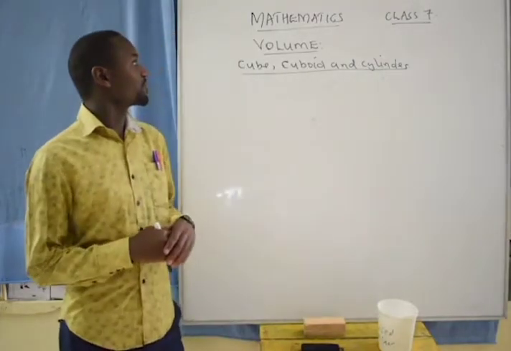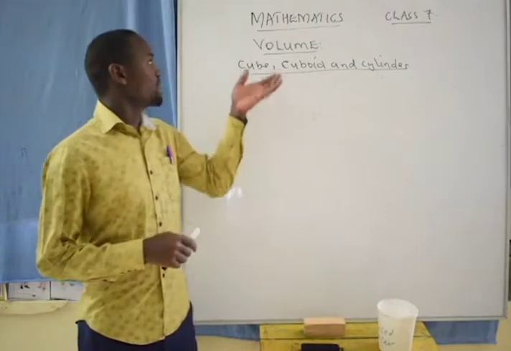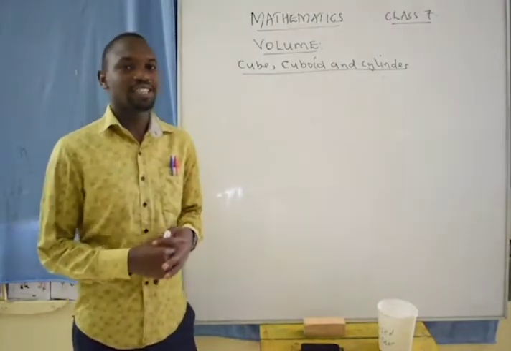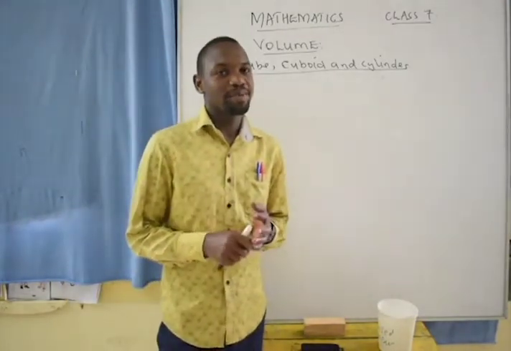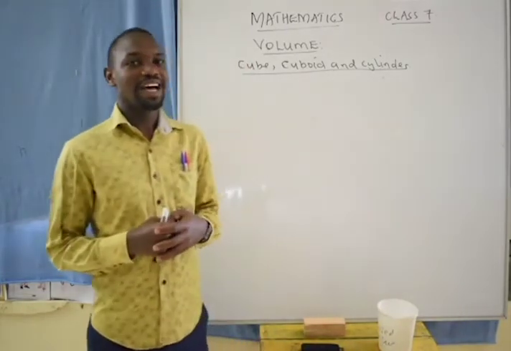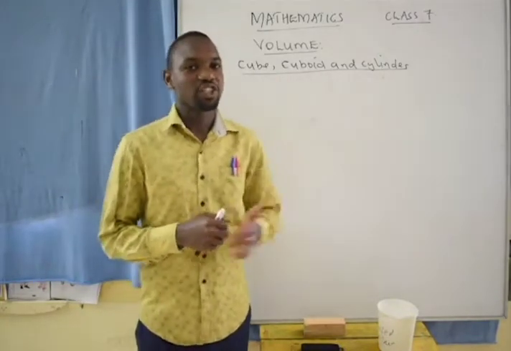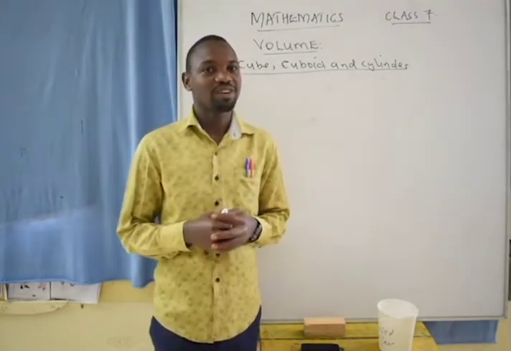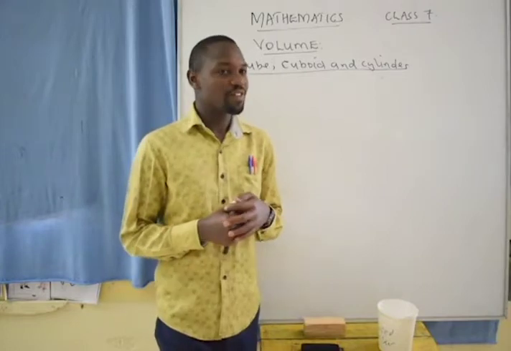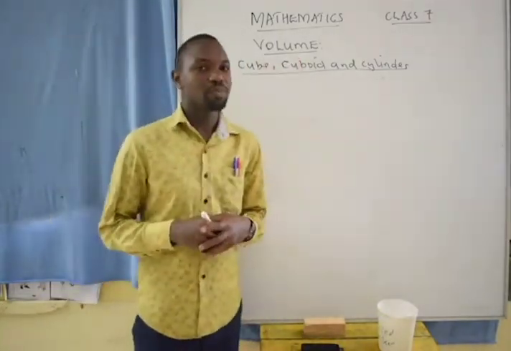I want to take you through a mathematics lesson on the topic volume. In the previous topic we discussed length, perimeter and area and their units. We looked at the area of combined shapes. We also looked at the surface area of cubes, cuboids and cylinders. This morning I want us to look at volume.